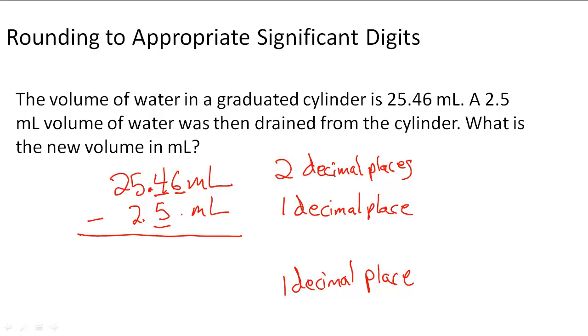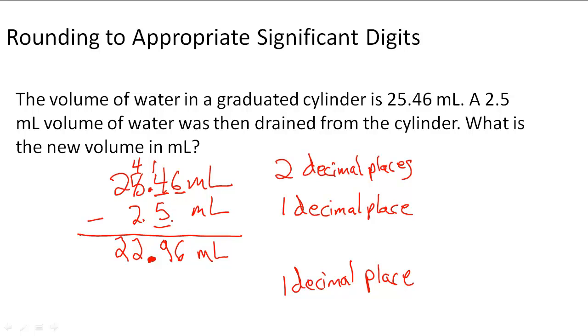So here we go. 25.46 minus 2.5. So I'm going to subtract 6 minus 0. I'm going to put 6 here. Also, I remember to write milliliters so we can make sure that we understand what the units are. Then 4 minus 5, so I have to borrow here, and that becomes 14. So 14 minus 5 is going to give me 9. Move the dot down here so we keep the decimal in the same place. 4 minus 2 is 2, and then 2 minus 0 is 2. So now we have the answer, 22.96 milliliters.